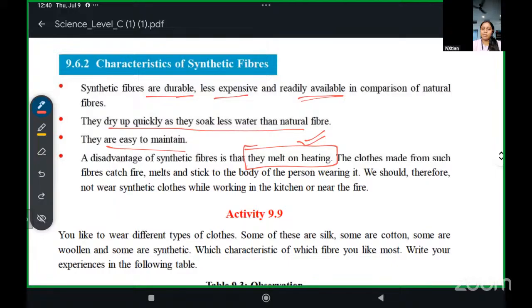If the synthetic fiber accidentally touches fire, it catches fire very easily, starts melting, and gets stuck to the body of the person who's wearing it. So don't go wearing synthetic fibers near the gas, near the fire.